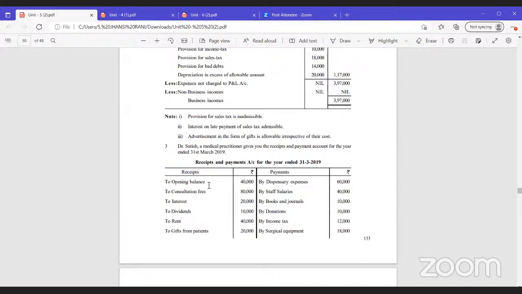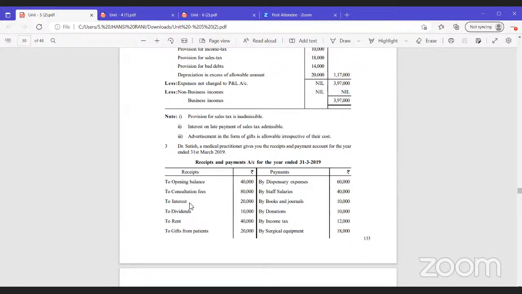It comes under neither incomes nor payments, so we won't take it anywhere in our format. That is the difference. Now, consultation fee. The doctor will receive this consultation fee, so it is a professional income.